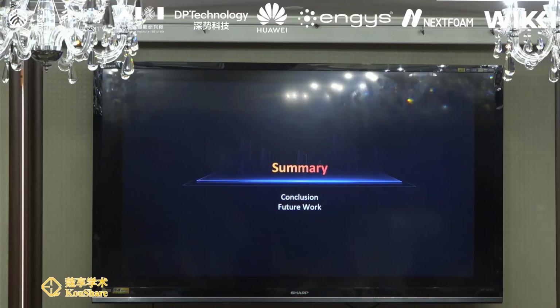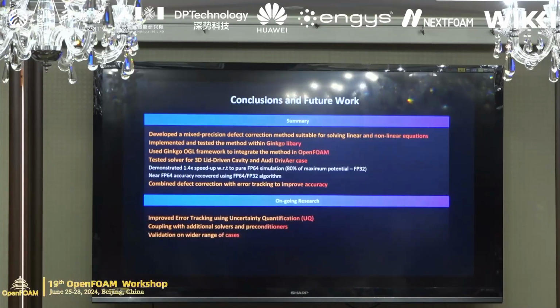So I'm going to summarize this presentation. We developed a mixed precision defect correction method that is suitable to solve linear and, at least for single precision and double-single precision, nonlinear equations. For lower precision, there are still some issues to be taken care of. We implemented and tested the method within the Ginkgo library. So we used the Ginkgo framework to be able to couple that approach to OpenFOAM using the OGL framework.